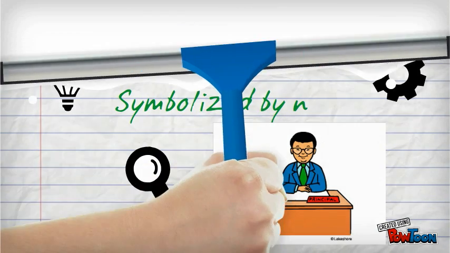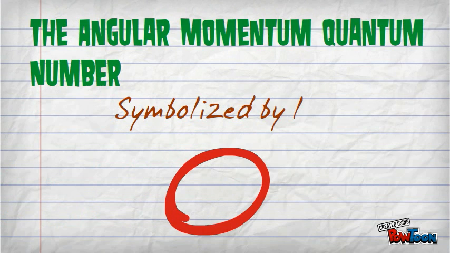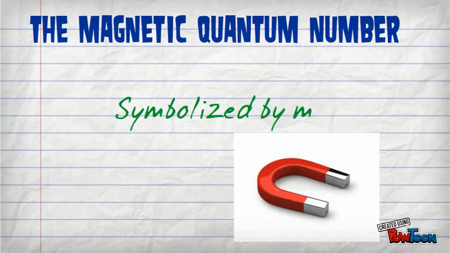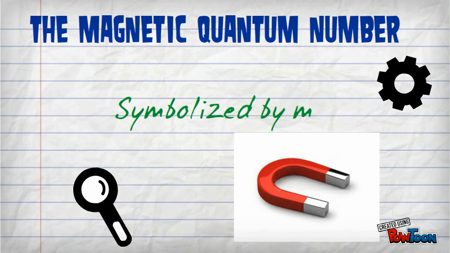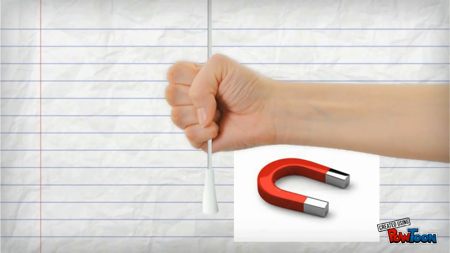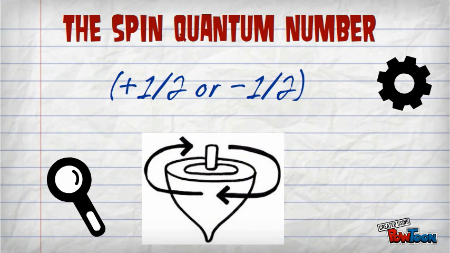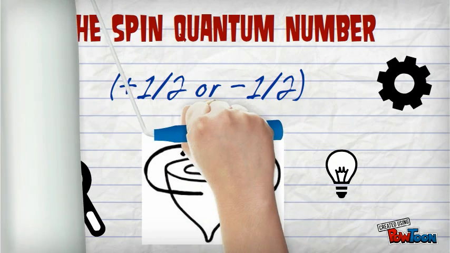The second is the angular quantum number, which indicates the shape of the orbital. The third is the magnetic quantum number, which indicates the orientation of an orbital around the nucleus. And the fourth is the spin quantum number, which indicates the two fundamental spin states of an electron in an orbital.